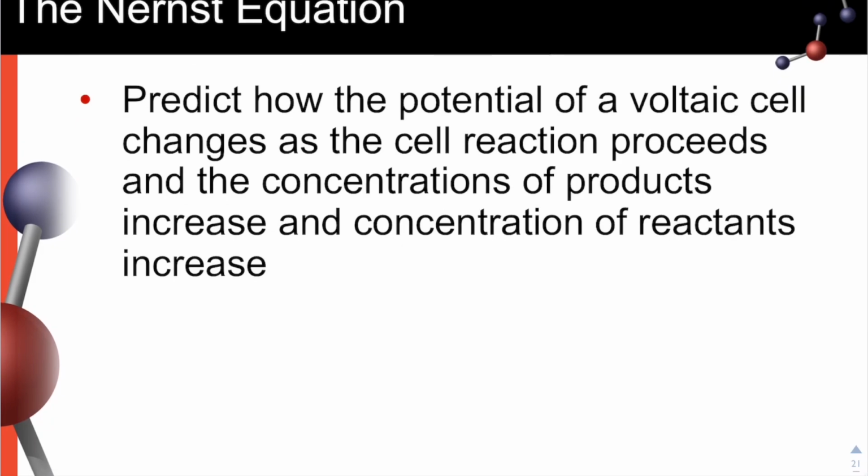So we can use the Nernst equation to predict how the potential of a voltaic cell changes as the cell reaction proceeds and the concentrations of products and reactants change. So this is analogous to delta G. E of the cell is like delta G, and E naught of the cell is like delta G naught. Delta G naught does not change. It is a measure of the difference between the reactants and products, just like E naught is. It's an intensive property, but E changes as delta G changes. That's almost like that instantaneous energy you have as a result of those changes in concentration.